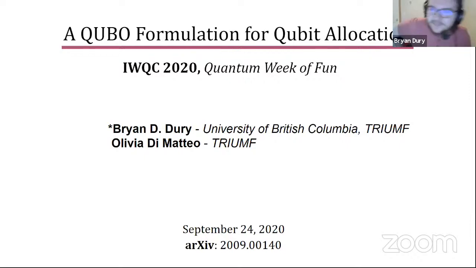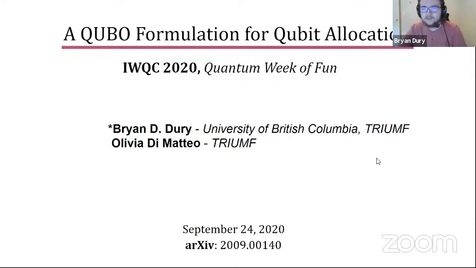All right, thanks so much. All right, so my name is Bryan Dury. I'm a fourth year undergraduate student over at the University of British Columbia, and today I'll be talking to you about the qubit allocation problem. Specifically, I'll be talking about some work we did where we formulated it as a QUBO and then got our allocations out of our cost function using simulated annealing.